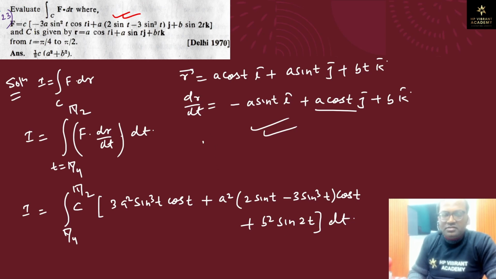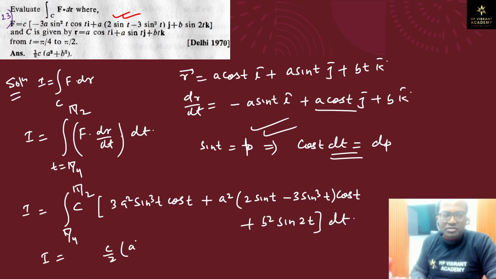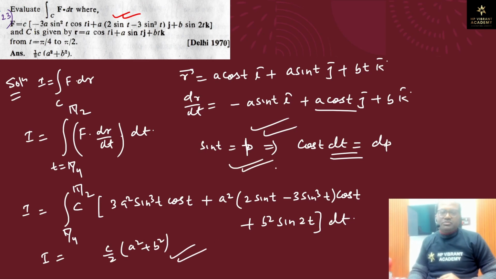Let us take sin t is equal to p, then cos t dt is equal to dp. Use this substitution and you will get the answer as c upon t square plus b square. This is simple integration. Use this substitution to get the result.